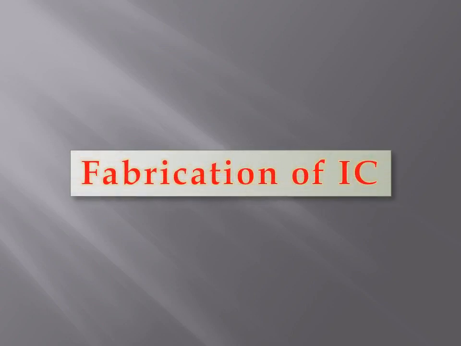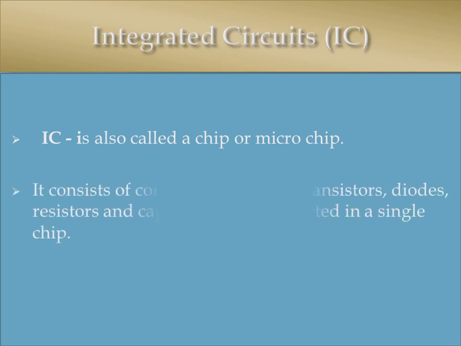Today I am going to discuss fabrication of IC and its applications. Then, what is IC? Integrated circuit is also called a chip or microchip. It consists of components such as transistors, diodes, resistors and capacitors interconnected in a single chip. The thickness of IC is 0.25 mm.